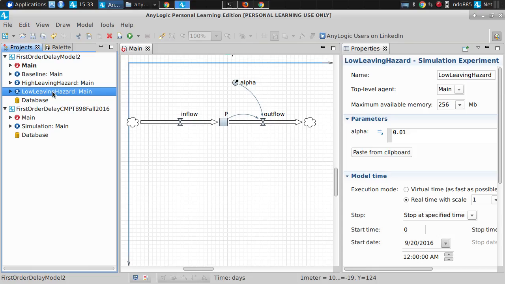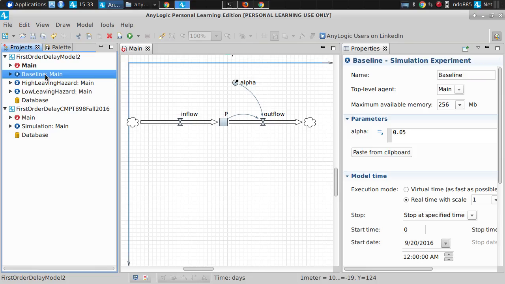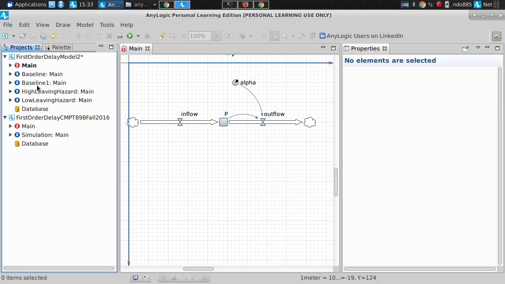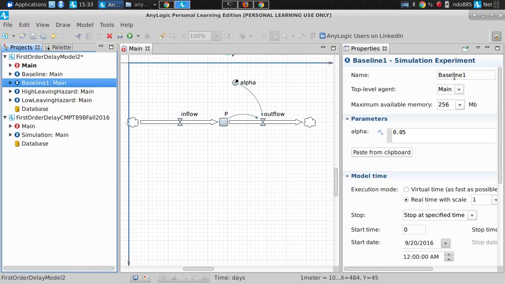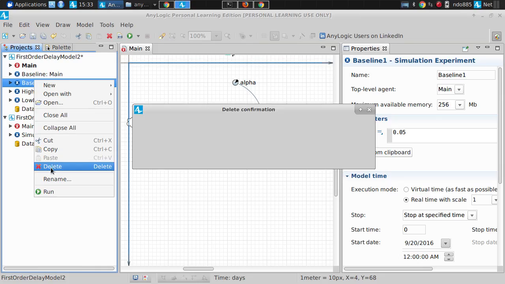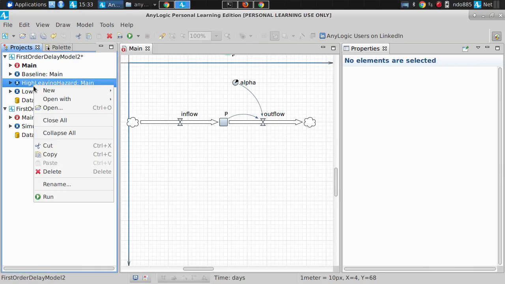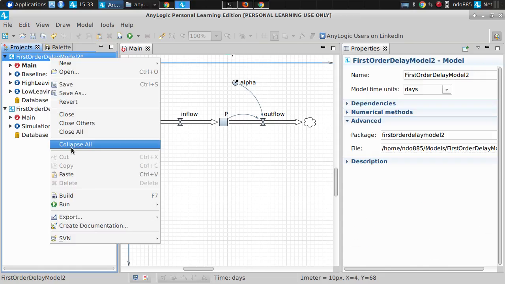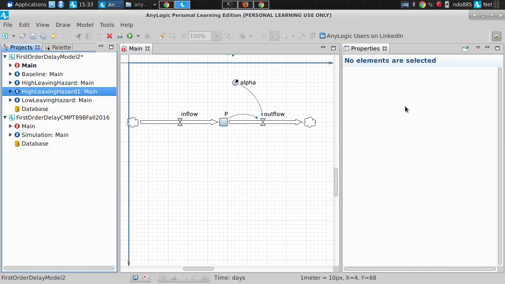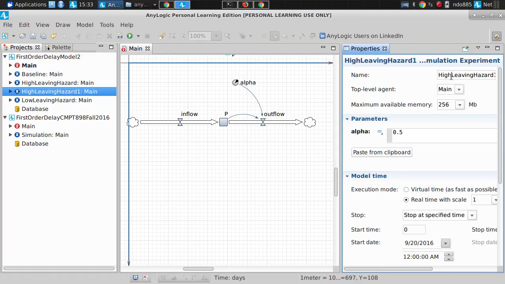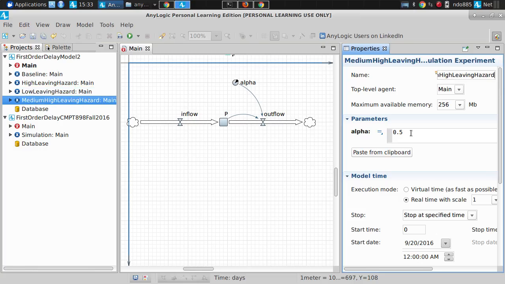I would invite you to create, we had a high leaving hazard, maybe create a medium high leaving hazard. And what you'll find, so this would be a medium high leaving hazard, something like that. I would actually copy the high leaving hazard and just rename it medium high. So here we go. I'm going to call this medium high leaving hazard, okay? And I'm going to have this hazard be 0.2, okay?